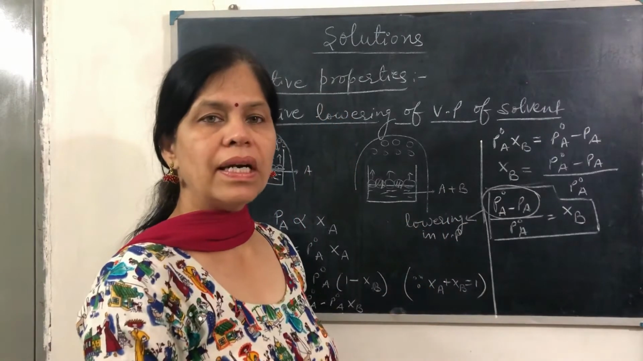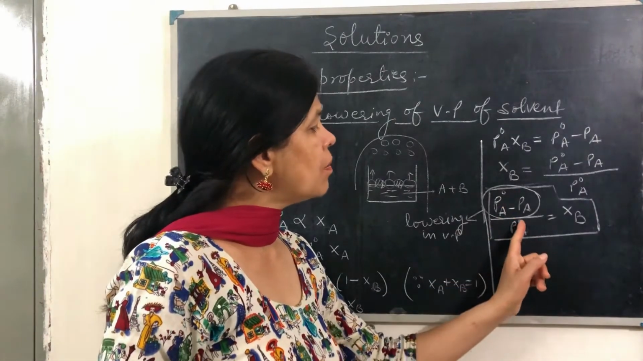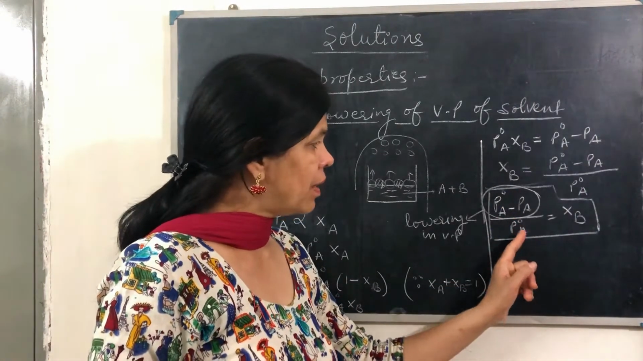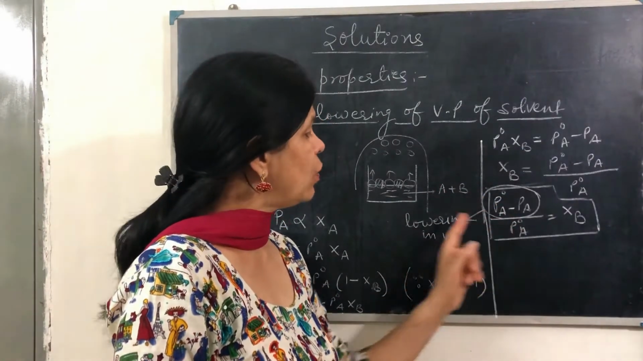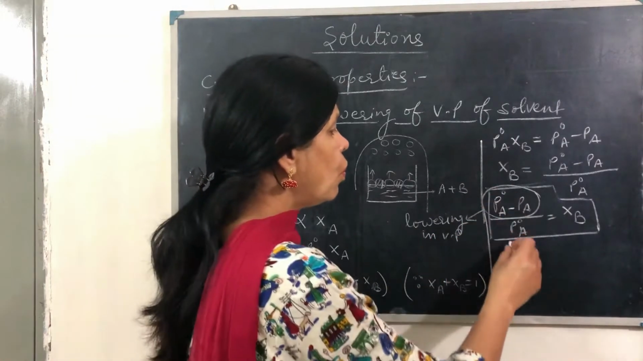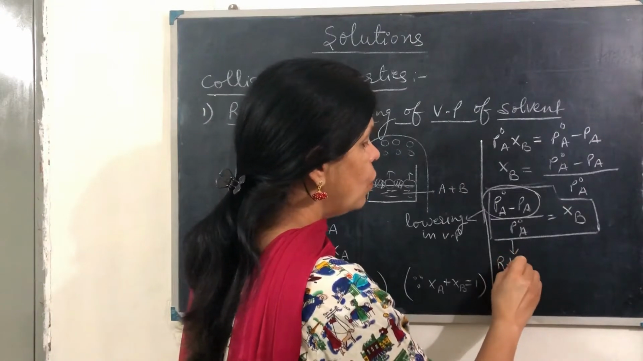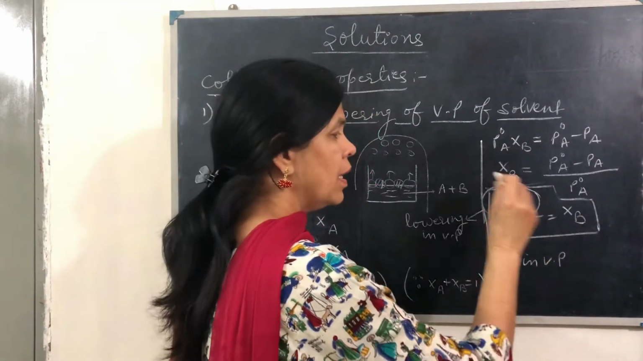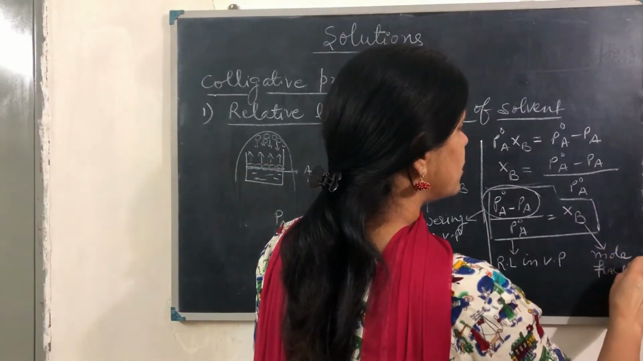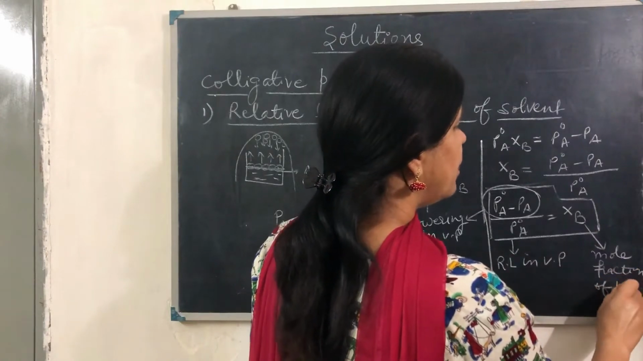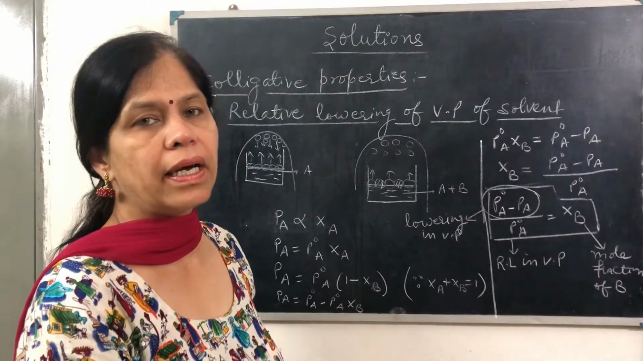Vapor pressure of solvent decreases when you add non-volatile solute, and when you divide it by the maximum value of vapor pressure of A, this becomes relative lowering in vapor pressure. In relation to the maximum value, this is the lowering in vapor pressure. So the whole of this term is called relative lowering in vapor pressure. And XB you already know, it is the mole fraction of B component, that is solute. What kind of solute? It is non-volatile solute.